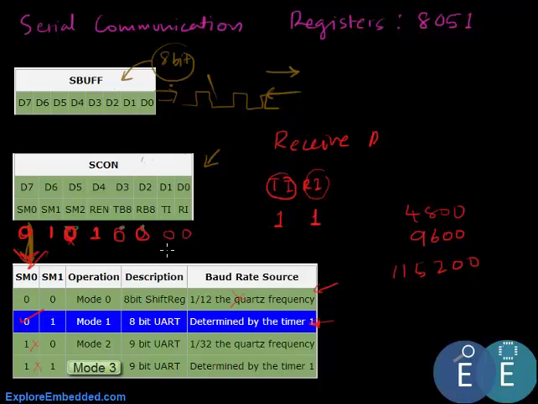Whenever we receive a byte or transmit a byte serially, the controller itself will make these bits 1. So these are the two basic registers in serial communication. SBUF is used to store a byte which is transmitted or received, and SCON is used to configure the serial communication. Now let us go ahead and look at the baud rate in a little more detail.